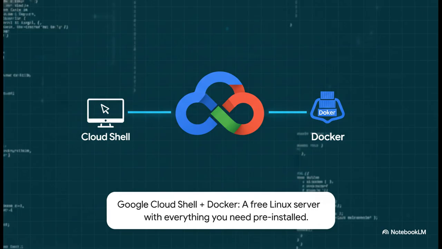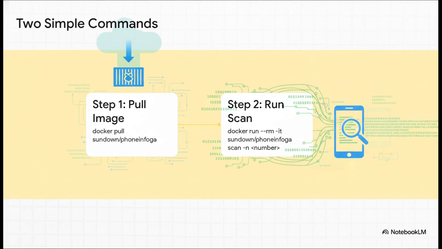Here's the clever trick. We use something called Google Cloud Shell. Think of it as a free temporary computer that lives in the cloud, and you can get to it with any Google account. The best part? It comes preloaded with another tool called Docker, which is what's going to make running Phone Infoga dead simple for us. And I'm not kidding, it's basically just two simple commands.